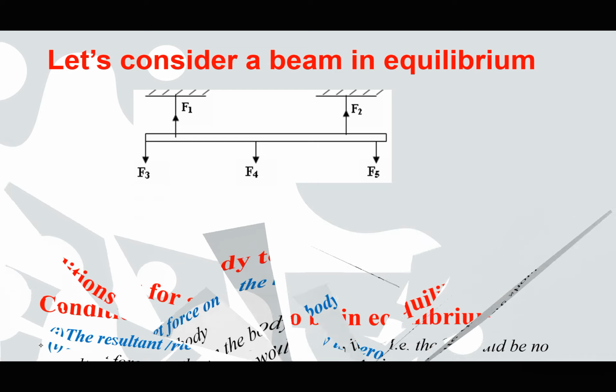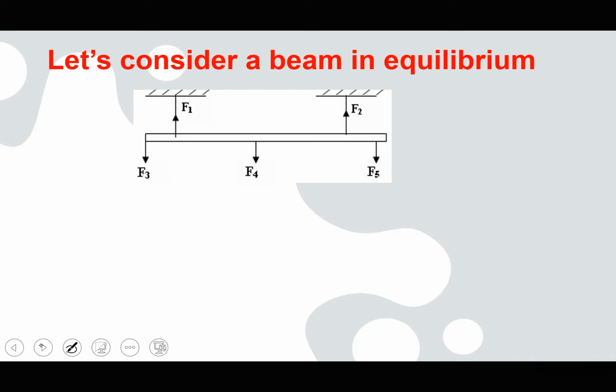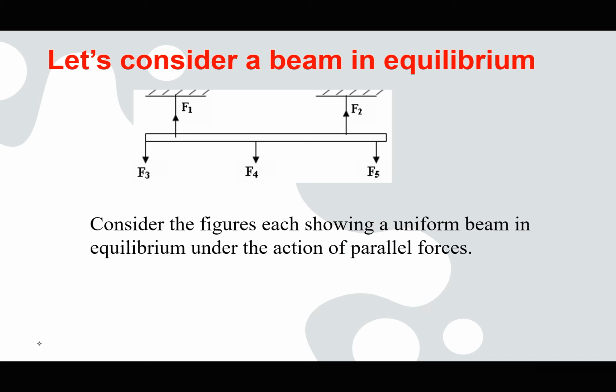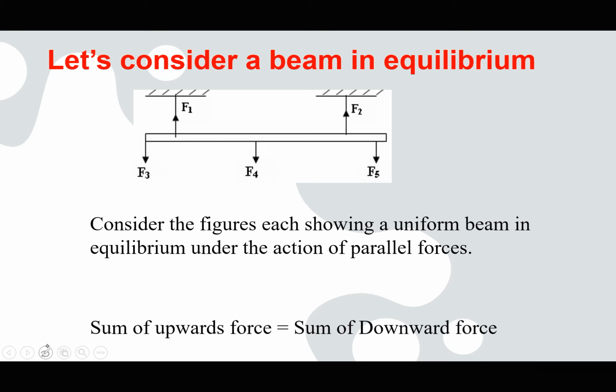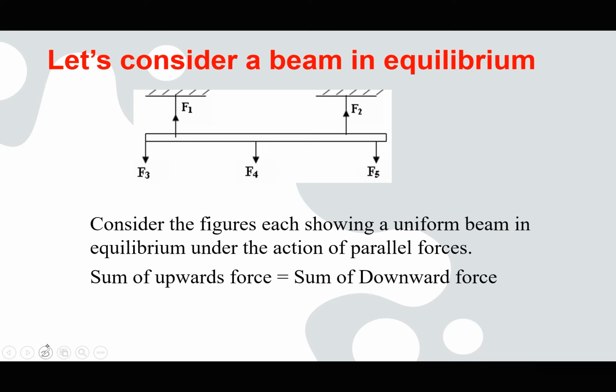Further illustrations, let's consider a beam in equilibrium, like this one here. Consider the figures each showing a uniform beam in equilibrium under the action of parallel forces. So the sum of upward forces must be equal to the sum of downward forces. That means if F1 and F2 are acting upwards, then F1 plus F2 should be equal to F3 plus F4 plus F5, because these ones are acting downwards and these ones are acting upwards. So if the body is to be in equilibrium, that condition must be satisfied.